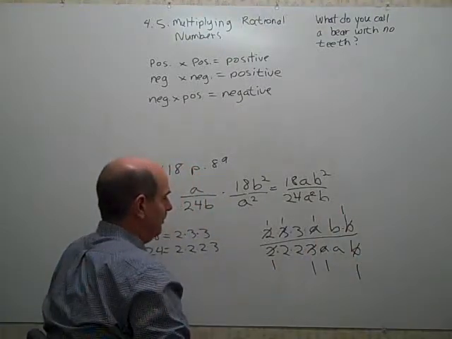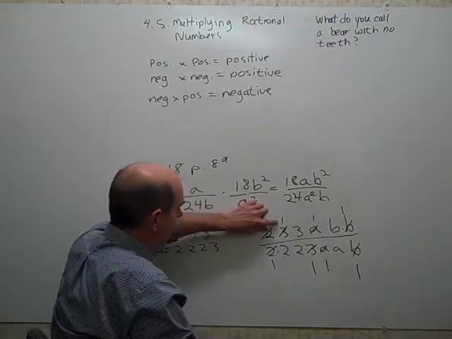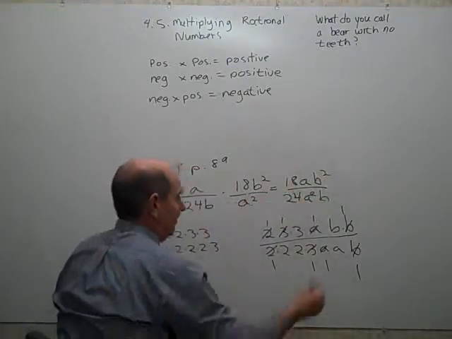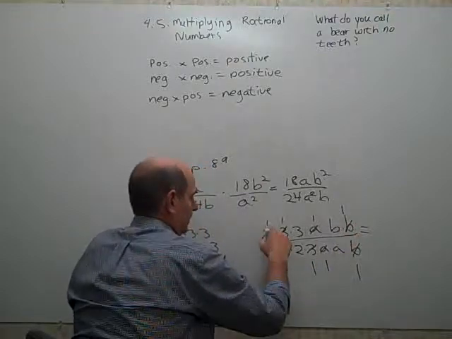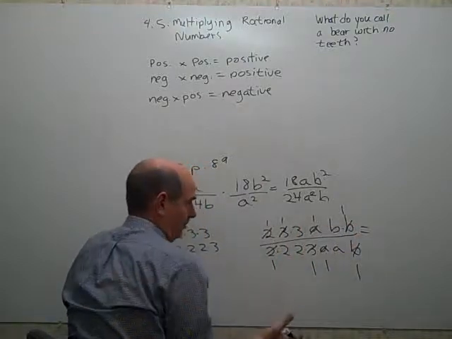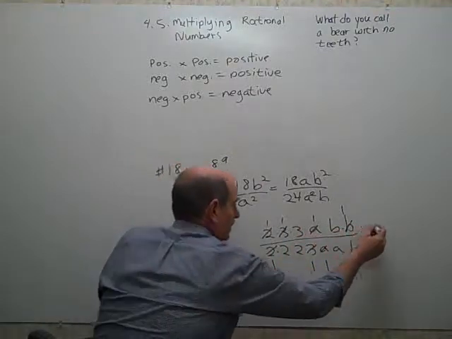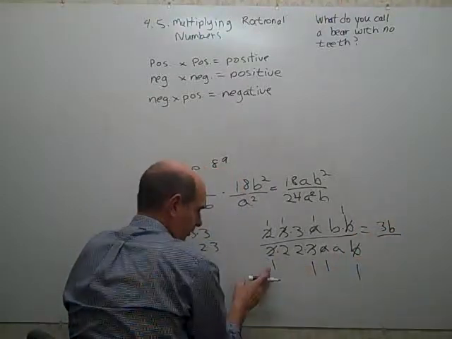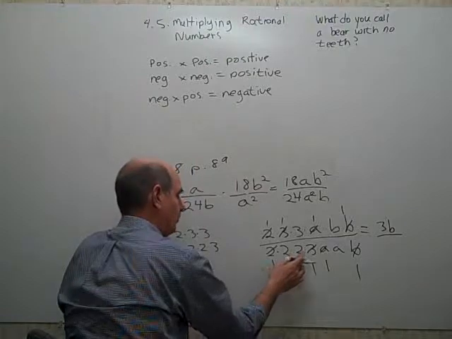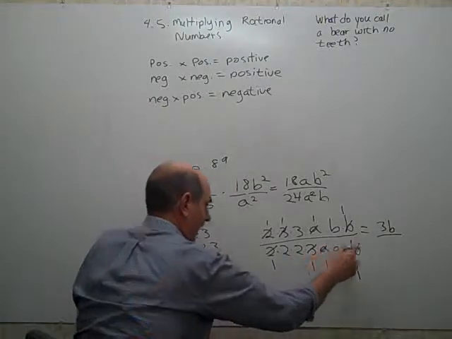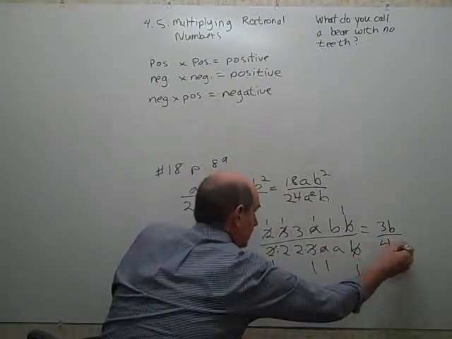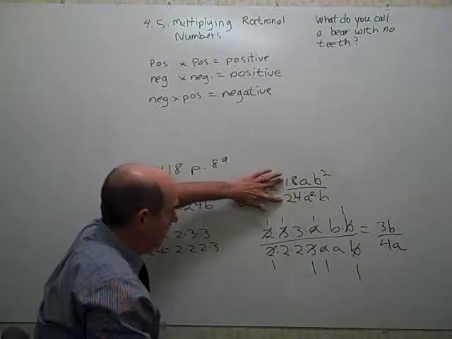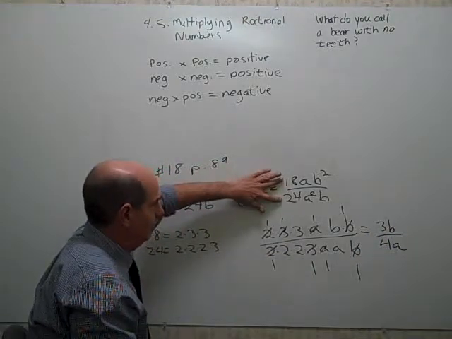And now I can do my multiplication. It would be 1 times 1 times 3 times 1 times b times 1. Which would be, well, these 1's aren't going to change the product. This is 3 times b. And all these 1's aren't going to change the product. So it's really 2 times 2 is 4 times a, which we write as 4a. So when you simplify this, it would be 3b over 4a.